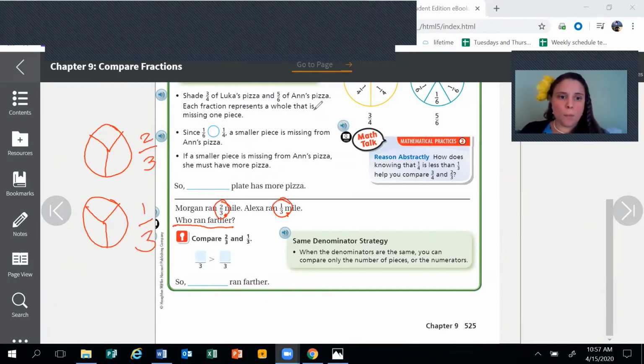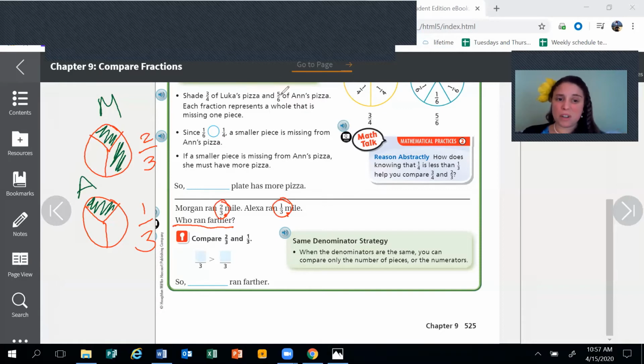All right, so it says Morgan ran 2/3 of a mile and Alexa ran 1/3 of a mile. Okay. And it wants to know who ran further. Now, I am going to do this.